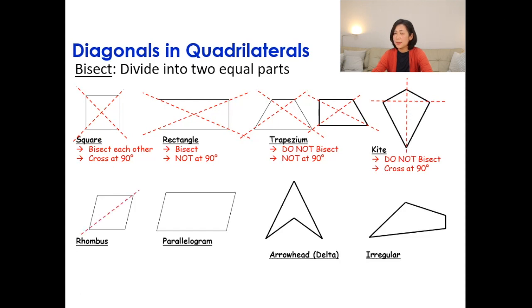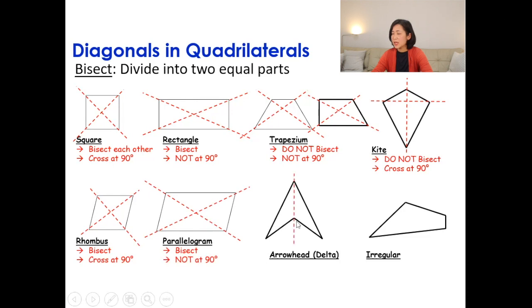And how about rhombus? Importantly, the diagonals of a rhombus cross at 90 degrees. These are perpendicular lines. Then it also bisects the shape. And then parallelogram, but as you can see, it's not perpendicular lines, but it bisects.